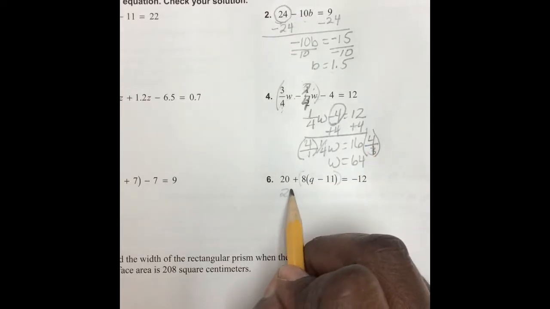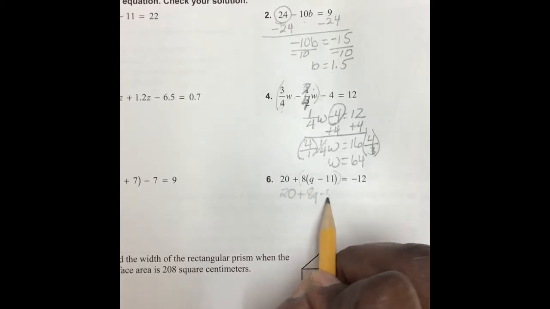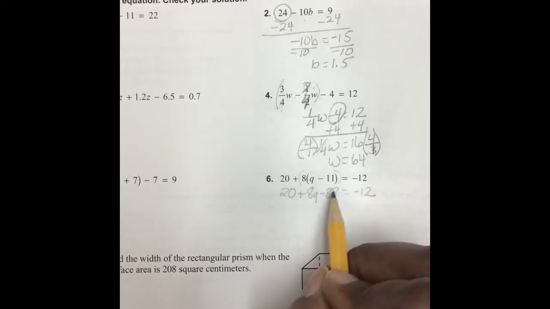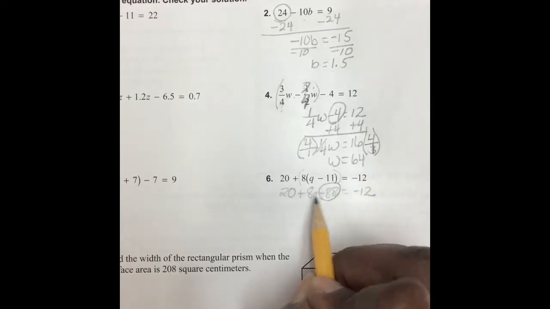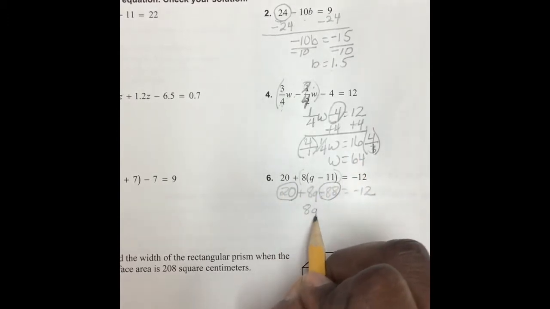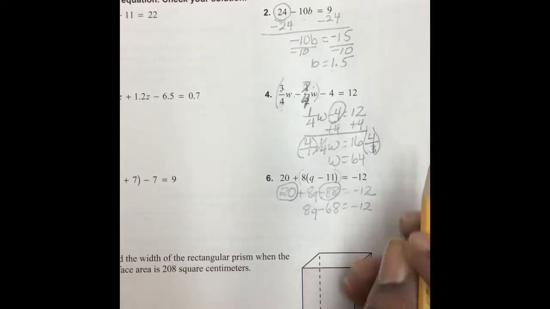Here we have a distributive property. So we have to simplify first. So we have 20 plus 8q minus 88 equals negative 12. Here we're going to simplify by combining like terms. So we have 8q minus 68 equals negative 12.